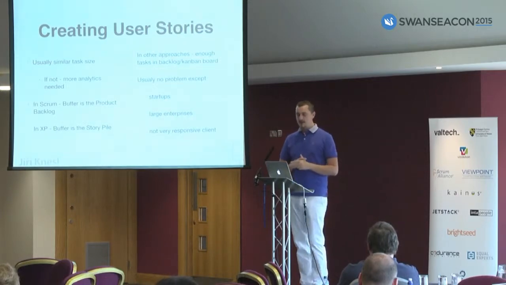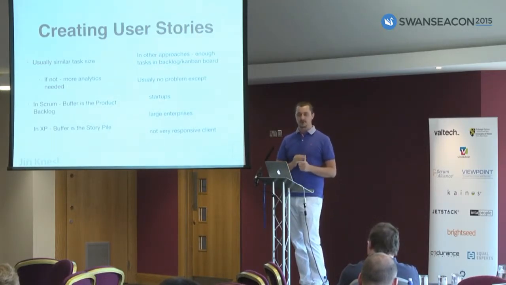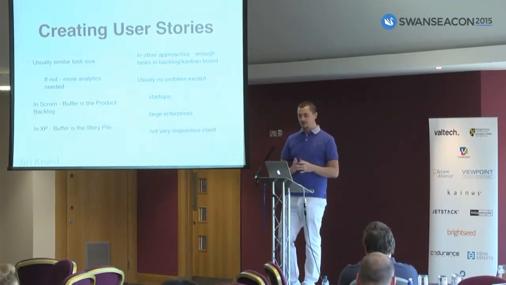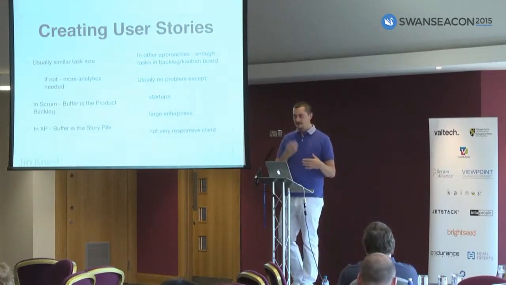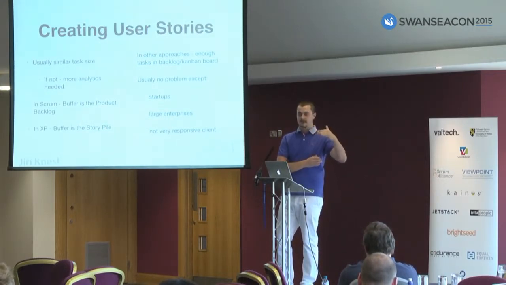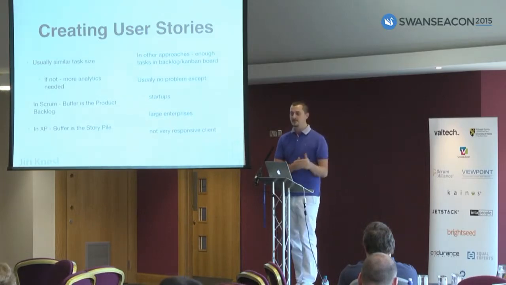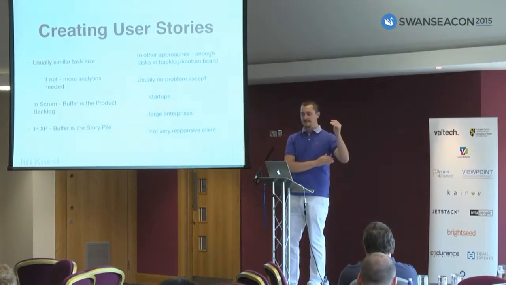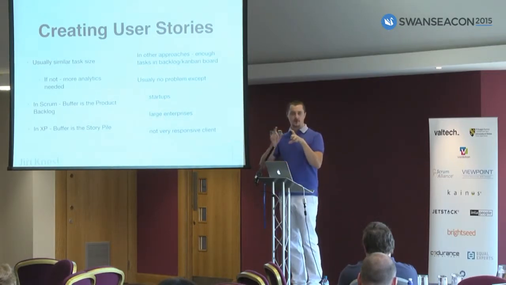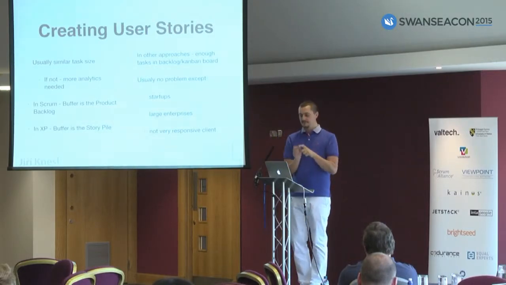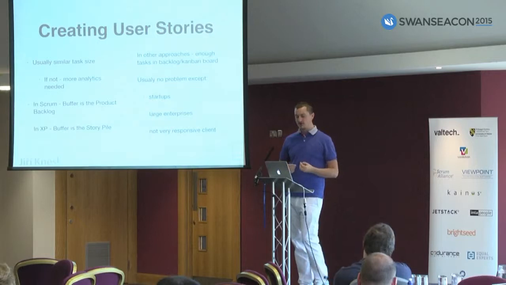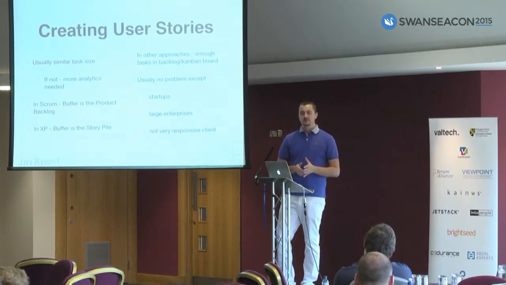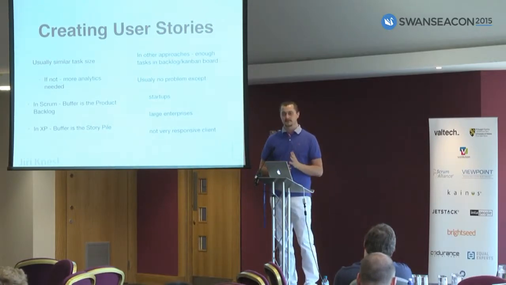So I think it's a good thing to have similar task size. Then, an important thing: in Scrum, the buffer is the product backlog. In XP, the buffer is the story pile. In other approaches, you must have some limit on tasks in, for example, a Kanban board, but not a limit on maximum tasks, but a limit on minimum tasks in the phase just before the bottleneck. So there should be enough work for the bottleneck all the time, always. So this is creating user stories. Usually, this isn't the bottleneck.